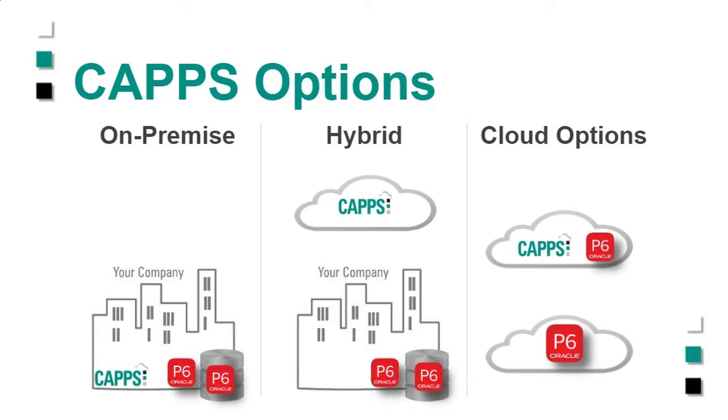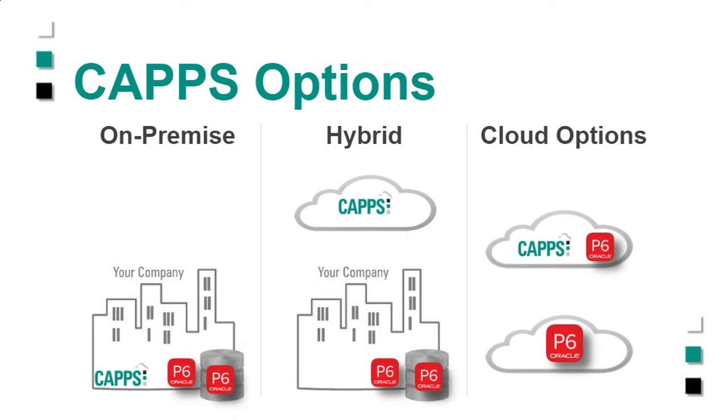Now, if your P6 is up in the cloud, it could be in the Oracle cloud, or maybe you're hosting it with Emerald, or you're hosting it with someone else. You can deploy CAPPS inside your servers or inside the Emerald cloud. So you've got a lot of options there. Or you can put it in the cloud where you've got your P6. So in terms of where and how you deploy it, it's very flexible, should be able to meet your needs.